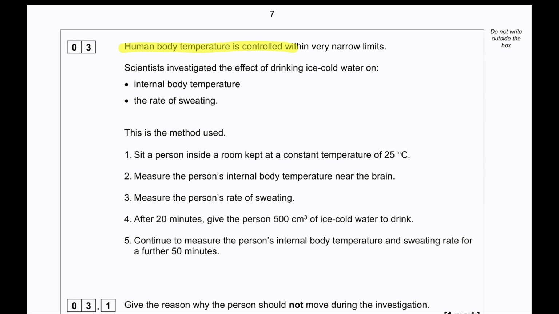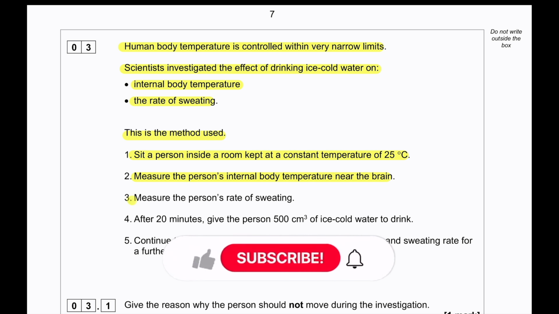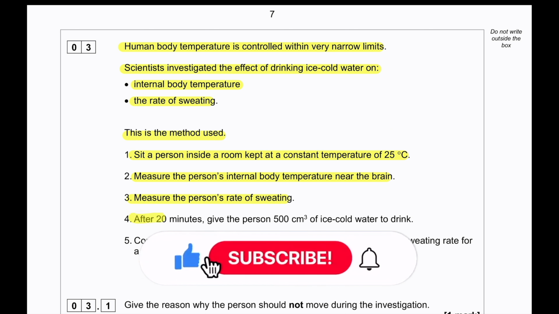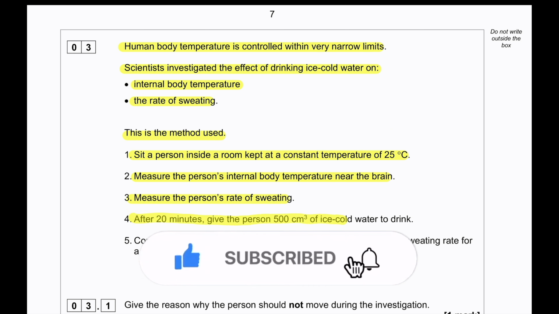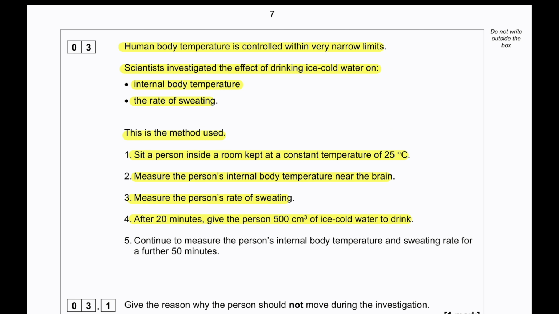Human body temperature is controlled within narrow limits. Scientists investigated the effect of drinking ice-cold water on internal body temperature and the rate of sweating. This is the method used. Sit a person inside a room kept at a constant temperature of 25 degrees Celsius. Measure the person's internal body temperature near the brain. Measure the person's rate of sweating. After 20 minutes, give the person 500 cm³ of ice-cold water to drink. Continue to measure the person's internal body temperature and sweating rate for a further 50 minutes.